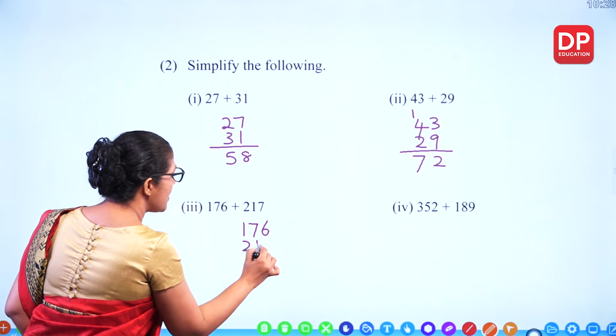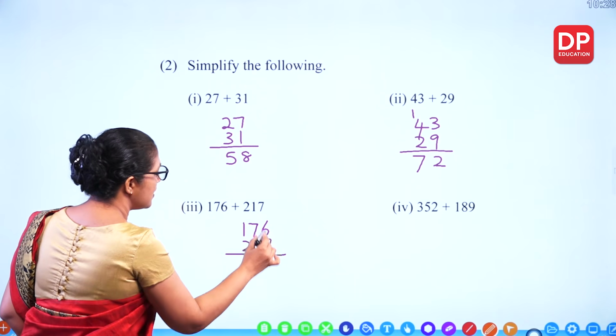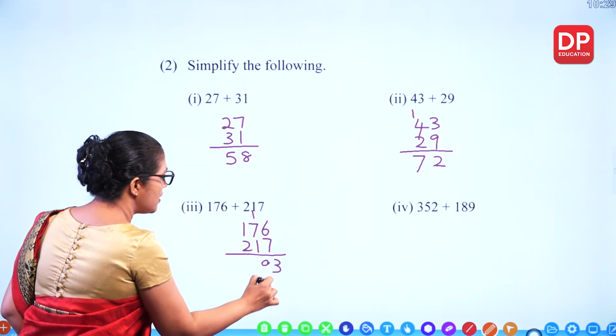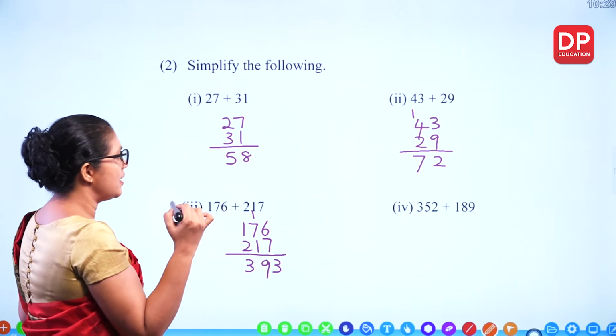176 and 217. Add it. 6 plus 7, 13. 1 remaining. 8 plus 1, 9. And you get 3 here.